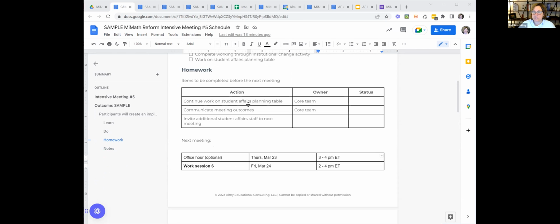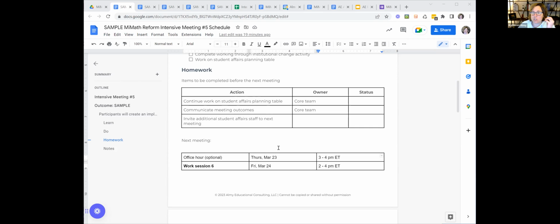The real goal for today is to have the discussion, especially if you brought in people beyond the core team, to discuss where you are with your academic affairs planning table and talk through it as a group. Okay, this is where we've gotten to. Is there anything that we missed?